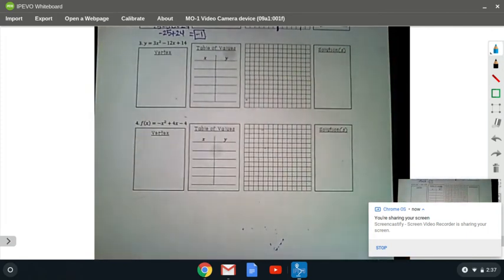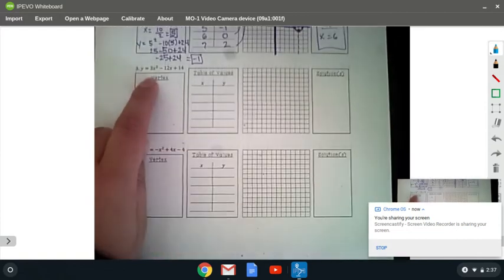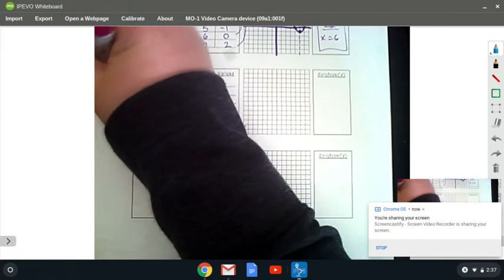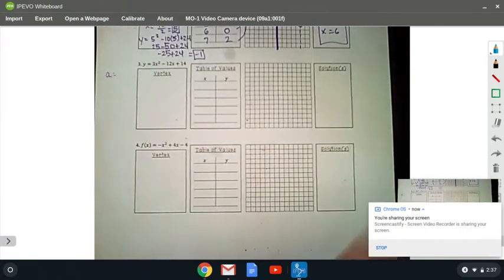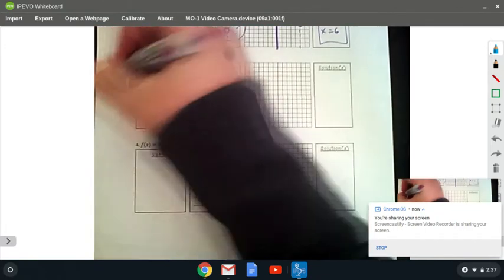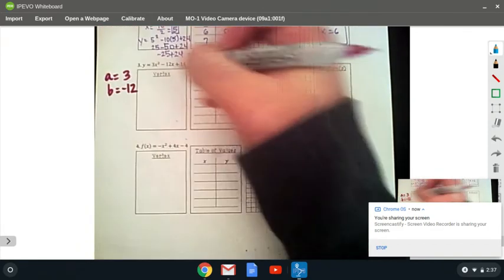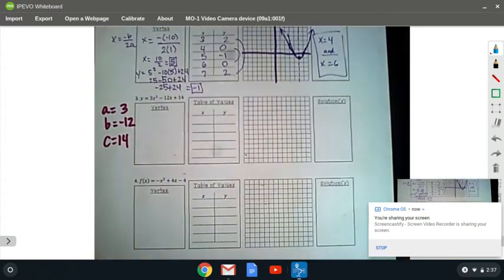So first off, if we're looking at this, we should start by naming our A, B, and C. I'm going to do that out here. My A would be 3, B would be -12, and my C would be 14. I'm going to zoom in a little for you here.